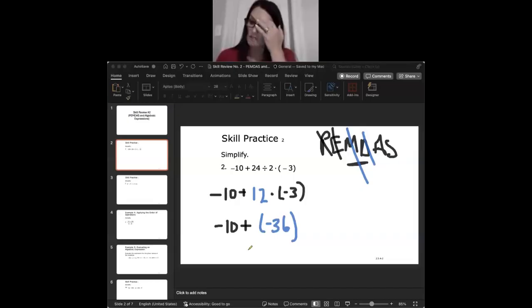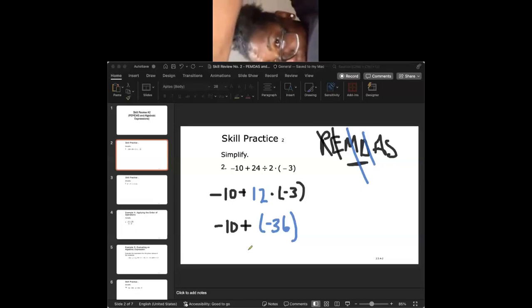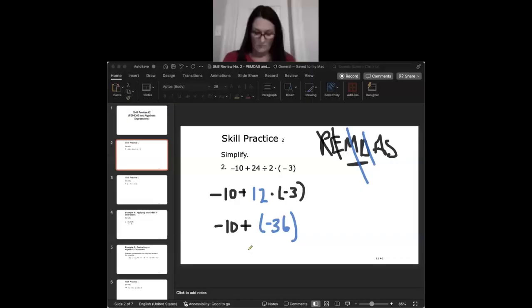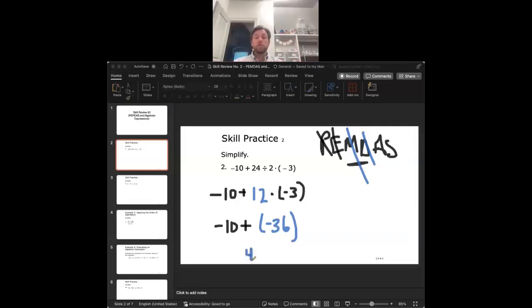Addition next. What's this one going to be? 46. Close. Very close. Negative 46, right. Remember, when you're adding the same sign, you add the numbers to get the 46, and then you attach the common sign. And that gives us negative 46.